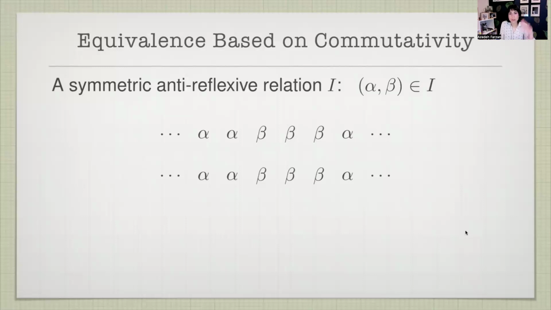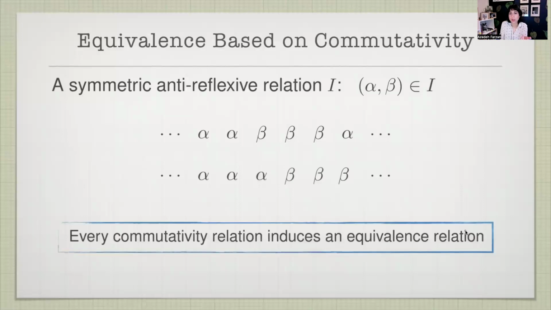How? You see now the same two runs, and you see that alpha and beta commute, and I can start swapping commuting actions. So this one would be equivalent to the one on the top, and this one would also be equivalent to it, and this one would be equivalent to it. So you naturally have this induced equivalence relation that says that everything reachable within whatever number of swaps of commuting actions is equivalent to the original run.